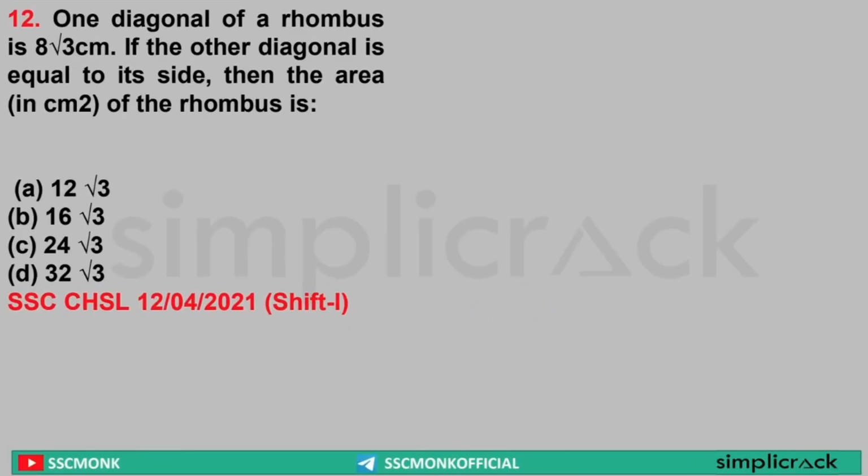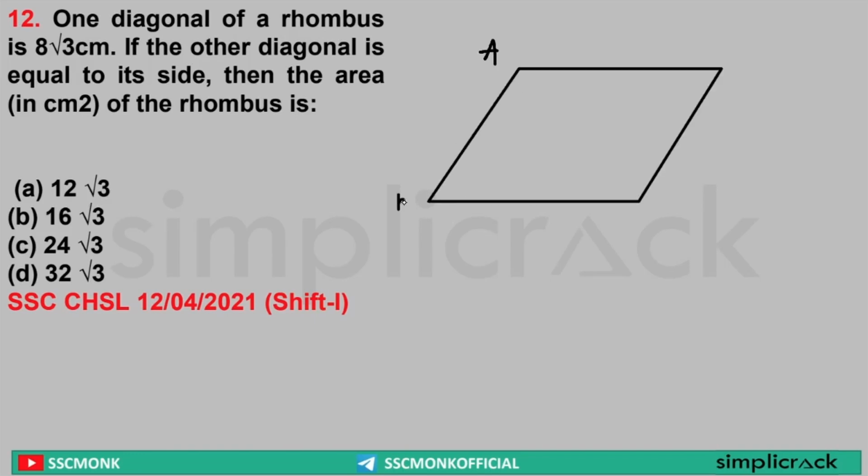Next. One diagonal of a rhombus is 8 root 3 centimeter. If the other diagonal is equal to its side, then what is the area? Now see, this is a rhombus ABCD. This is one diagonal, this is the other diagonal. They bisect each other and intersect at 90 degree. Clear? So let's say if one is 8 root 3, that means this is 4 root 3, this is 4 root 3.